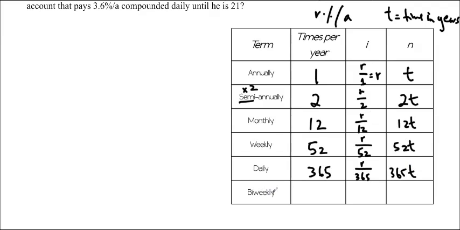And then bi-weekly, what this means is, you can also see, semi is times 2 and bi-weekly is times 2. This is every other week. So that means we're going to take the number of weeks in the year and divide by 2. So bi-weekly, there are 26 compounding periods per year. So we would divide the interest rate by 26 to get the I, and we would go 26t to get the number of compounding periods.